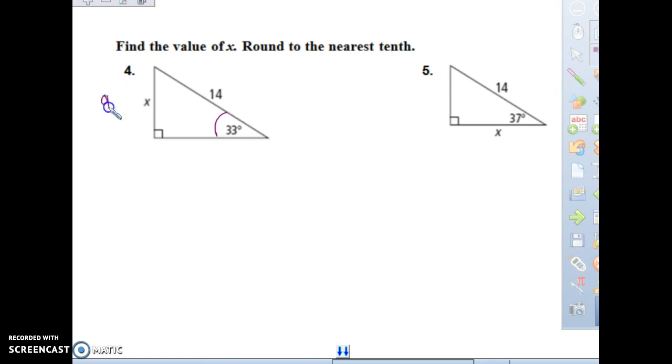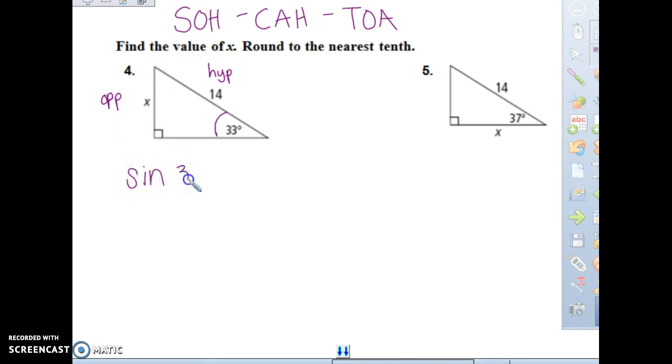It looks like this is opposite. The next relationship is with the 14, hypotenuse. So we're thinking, is that sine? Is that cosine? Or is that tangent? You got it, it's sine. So if we write that out, here's how it would look. The sine of 33 is equal to opposite over hypotenuse.